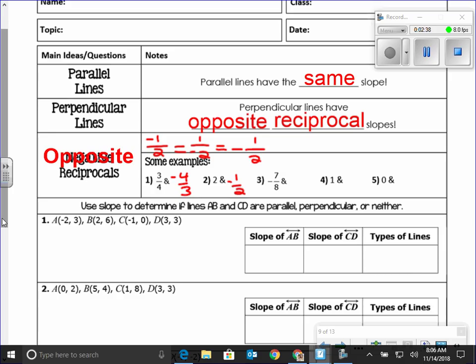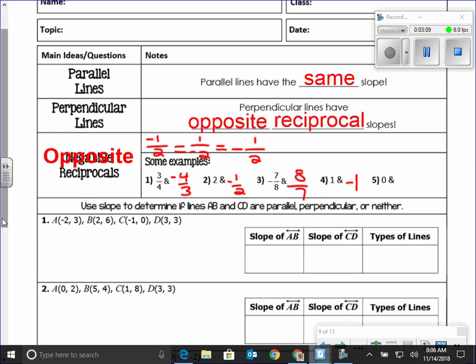In example 3, what would be the opposite reciprocal of -7/8? +8/7. And what would be the opposite reciprocal of 1? -1. All right, then what would be the opposite reciprocal of 0? It would be undefined.